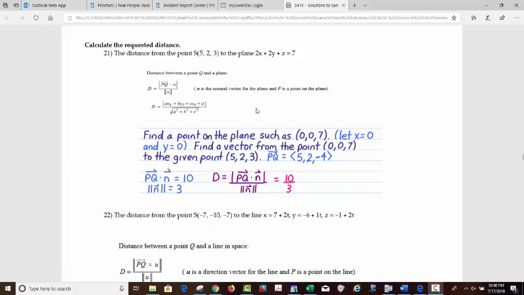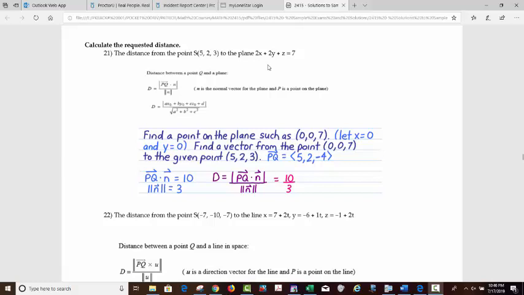But we have to find a point, any point on the plane, so that we can create this vector PQ, which is from this point S to that point on the plane. And then we'll dot that with the normal vector of the plane. So it's real easy to find any point in the plane. Basically, you're just looking for any three values for X, Y, and Z that will make the equation true. So anything that makes it true would be on the plane.